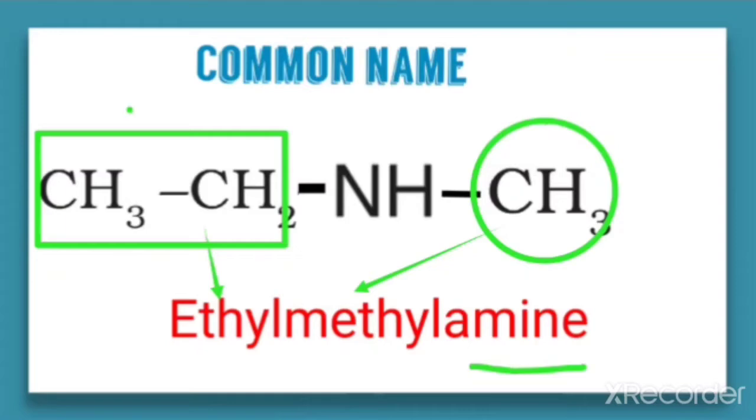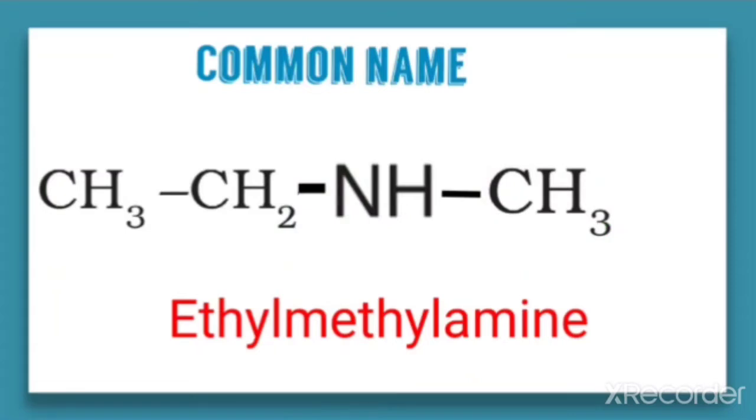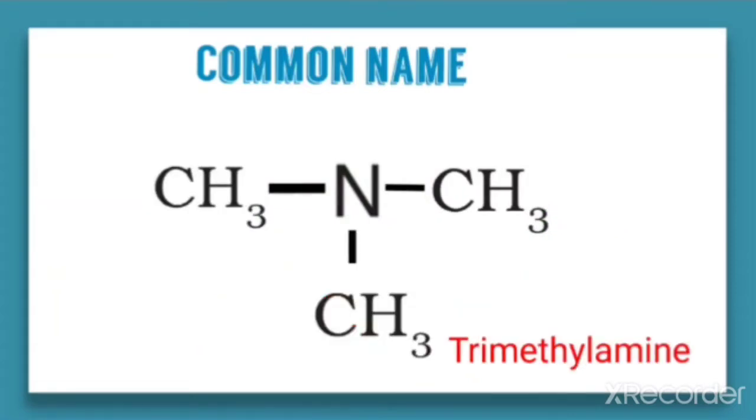Because two alkyl groups are there, and by this I told you, when there is NH in the compound, just make sure that it will be which type of amine? That is a secondary amine. Now let us talk about an example of the tertiary amine.